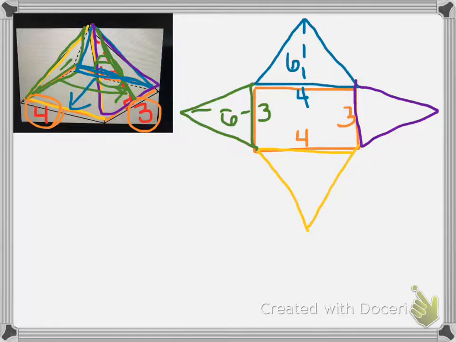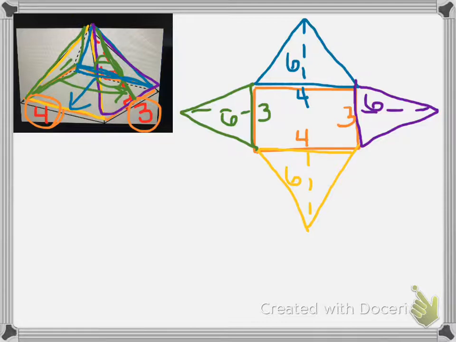Our purple triangle, we know that the base is 3 because it's already labeled there, but we can go ahead and label our height, which is 6. And then last but not least, our yellow triangle, of course the base is 4, and our height is 6. Okay, so now we have our net drawn and we've labeled all the dimensions. Let's go ahead and figure out the surface area of the rectangular pyramid by figuring out the area of each individual part that we've drawn here.